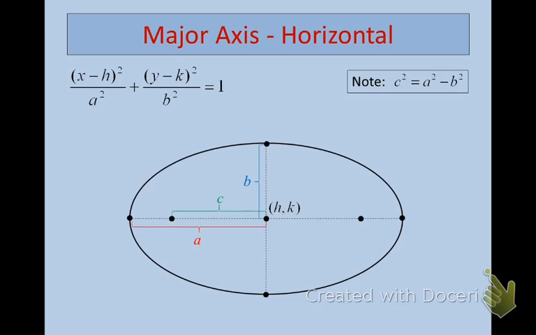Notice that the relationship between all of these things looks like the Pythagorean theorem, but what's the difference? Minus sign, right? And it should always be a squared minus b squared, because a squared should always be bigger than b squared, since I'm telling you a is half of the major axis and b is half of the minor axis, right?